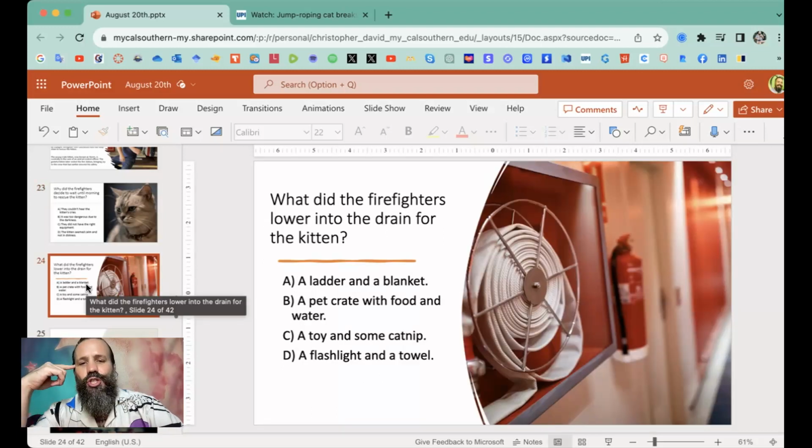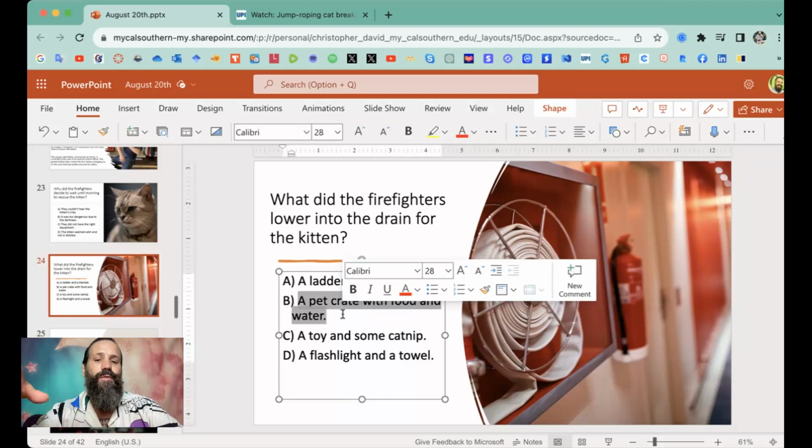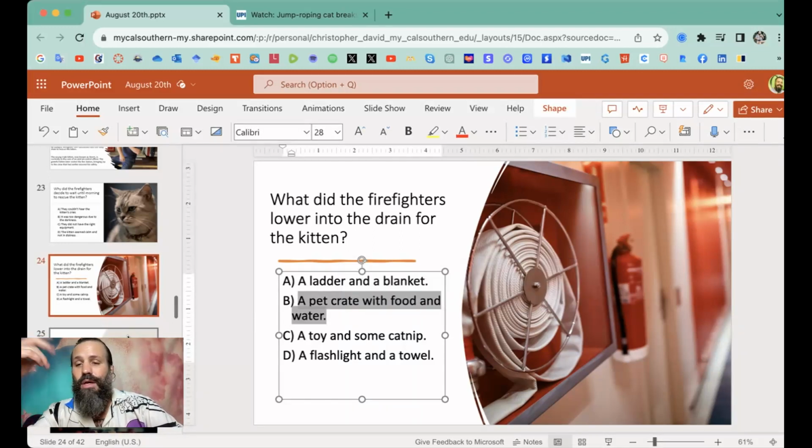What did the firefighters lower into the drain for the kitten? Go ahead, take a quick look. I'll give you the answer. The answer is, again, B, a pet crate with food and water, although some of those make sense enough.